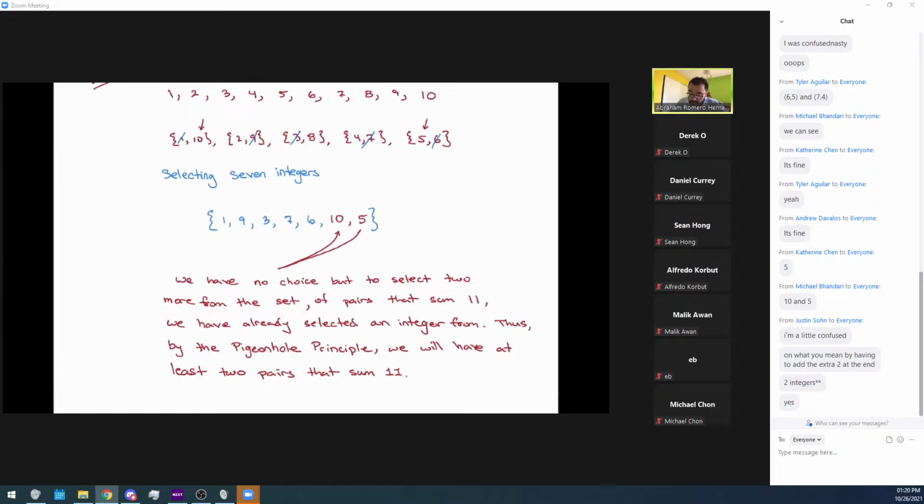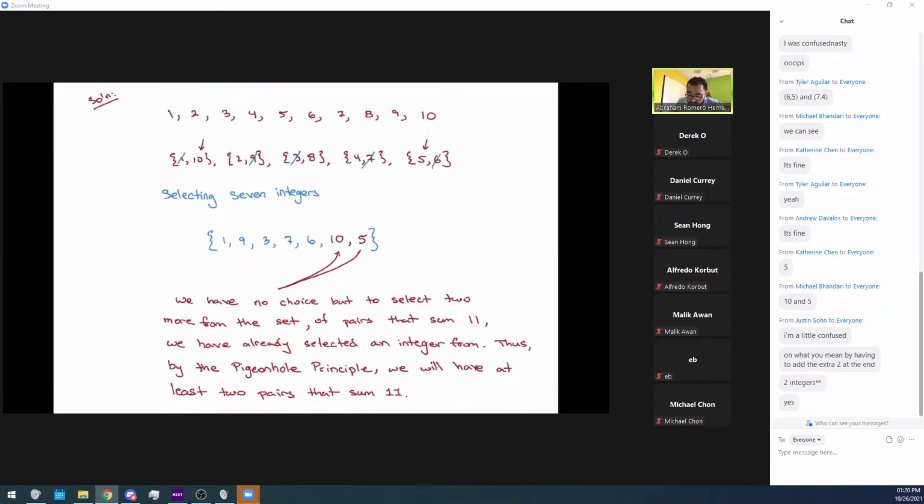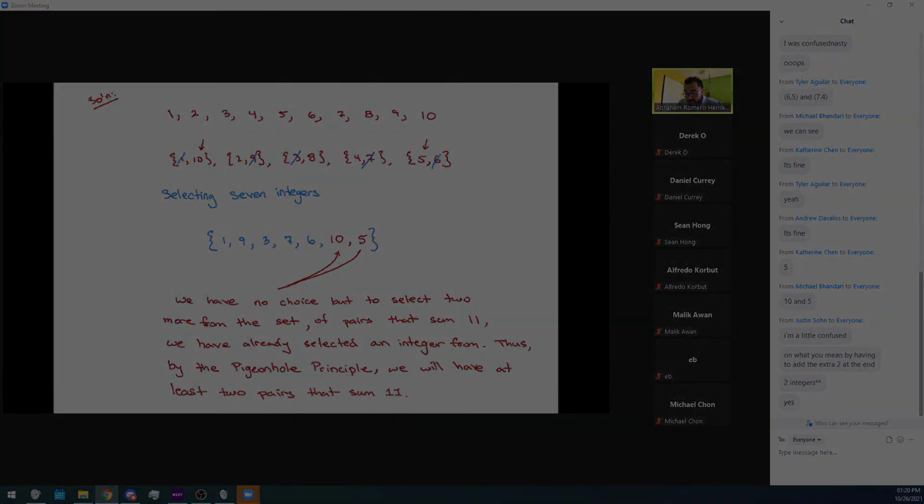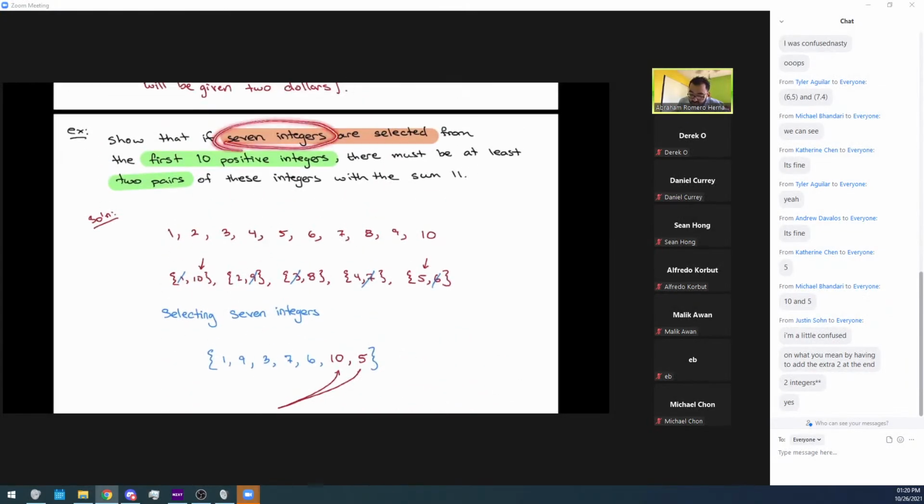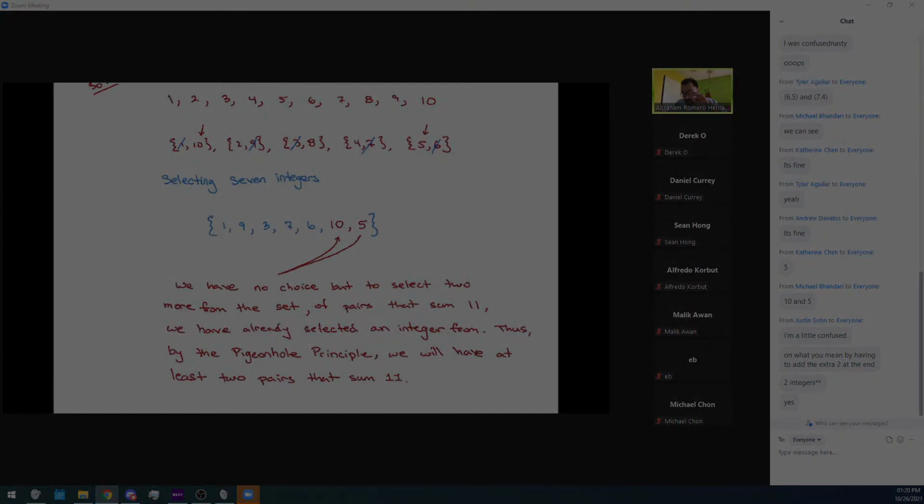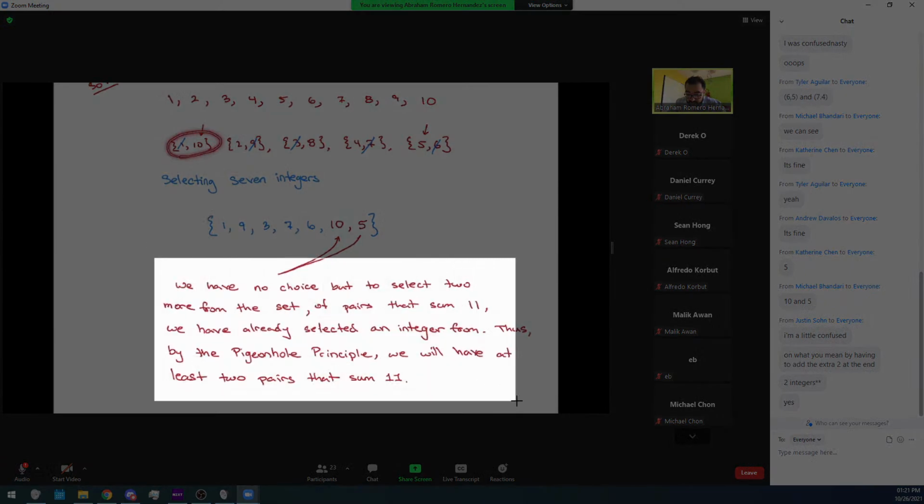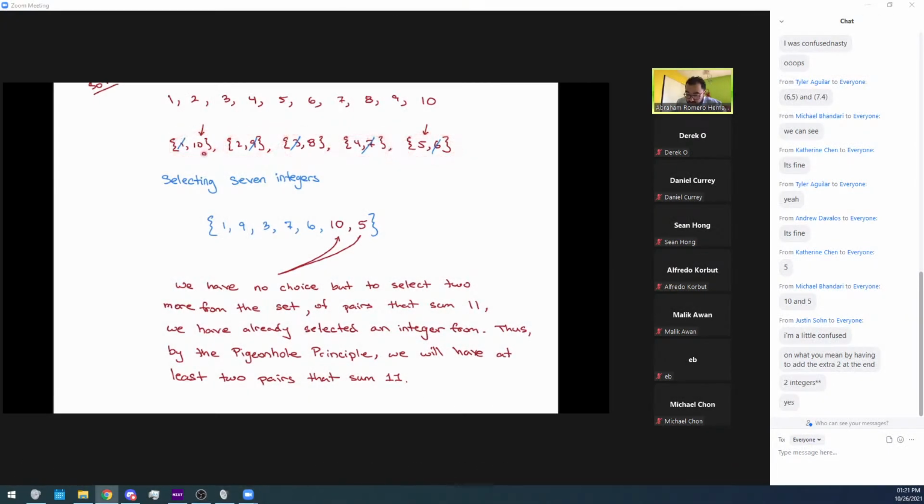Okay. Well, the idea is that I have to select 7 integers. So if I select one integer from each pair to intentionally have numbers that don't add up to 11, then I only selected 5 integers. That's it. But I want 7 integers, because that's what it says. So that means I need 2 more. But if I'm going to select 2 more integers, notice I have to go back to these pairs and select 2 more. So I'll select 10 and 5.